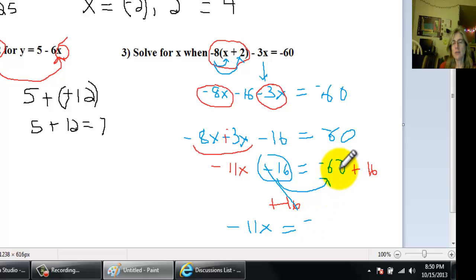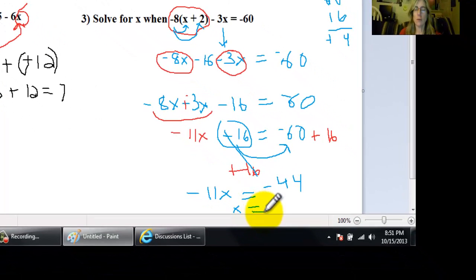And what's the difference between 60 minus 16? Well, let's figure it out really quick here. 10 minus 6 is 4, and if we borrowed to make a 5, so that's 44. It's a negative sign, so we have negative 44. And that's friendly, because x then becomes equal to 4, because in the last step, you divide, because this is multiplied by the x. So you do the opposite. Divide by negative 11.